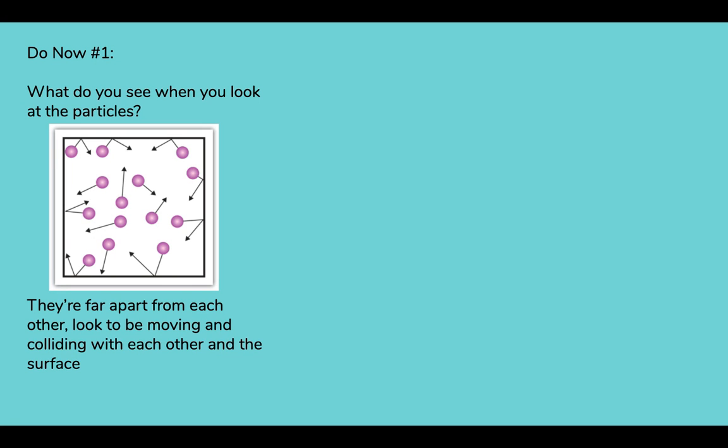All right, let's talk about our do nows. For do now number 1, we were looking at these particles. As I'm looking at them, I can see that they're far apart from each other and they look to be moving and colliding with each other and the surface where they are contained. That's telling me that these particles are most likely a gas. They're far apart. We see these really big action arrows that tell me I can infer that they're moving pretty quickly. They're also bumping into each other. Those are very common properties of gas particles.